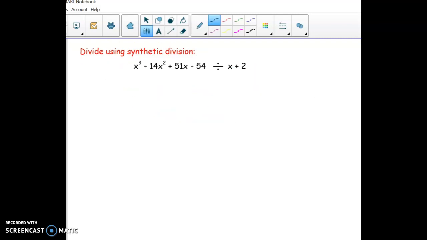Okay, so let's try one more straightforward example like this. Give you a chance to copy it down in the notes. Give it a shot.